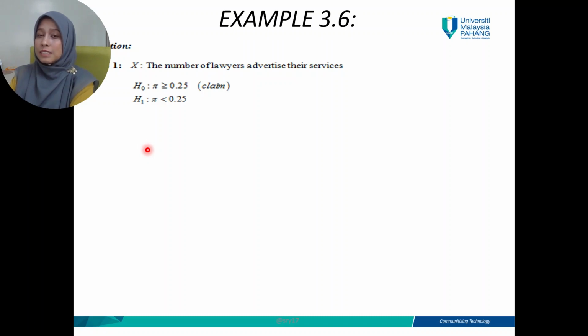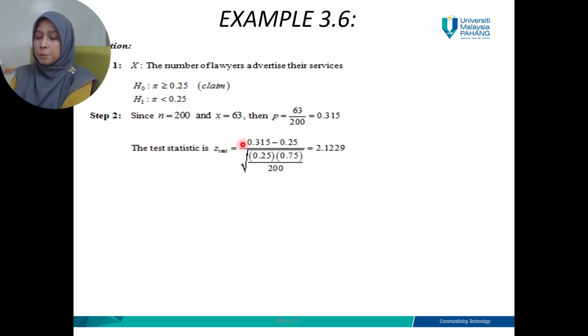Step 2, we need to calculate the test statistic value using the formula shown to you earlier. Basically, you just need to substitute your P and your hypothesized proportion, which is 0.25, and then calculate everything carefully. You should get 2.1229. Why don't you pause this video and try to use this formula. Make sure that you can get this exact value. Remember, class, you always need to use 4 decimal places in all of your solutions. So step 2 is done.